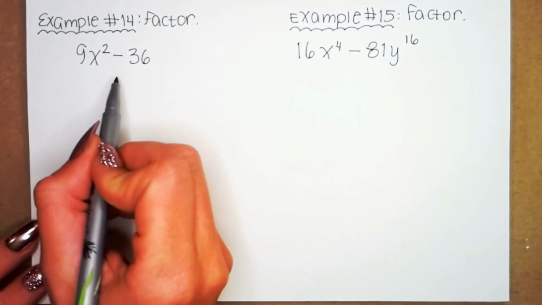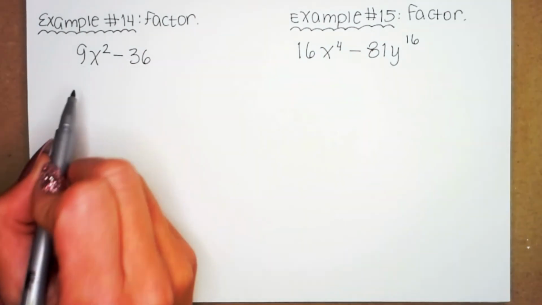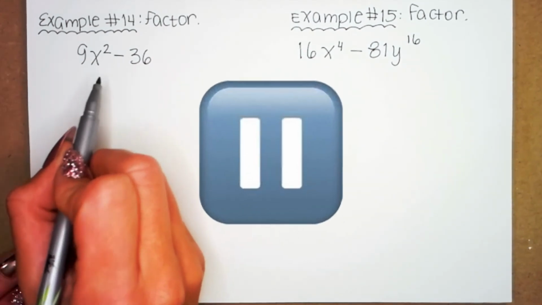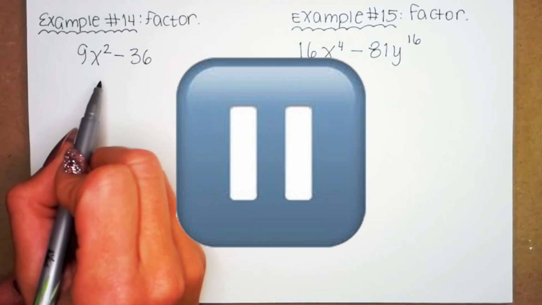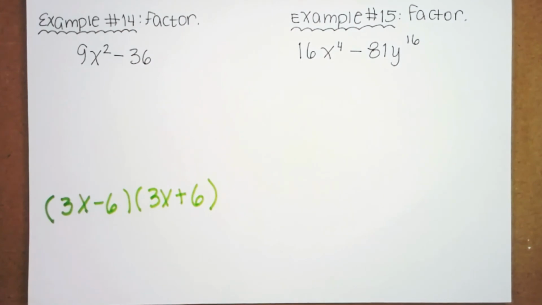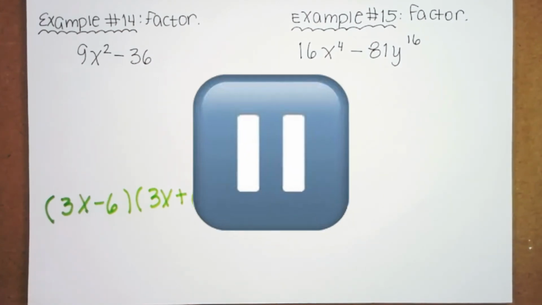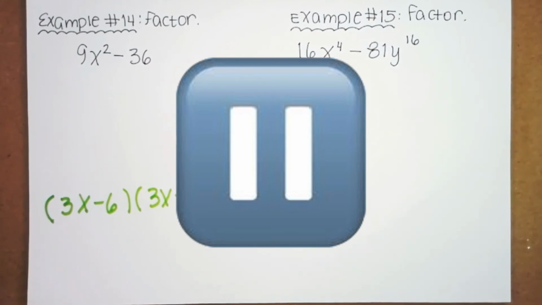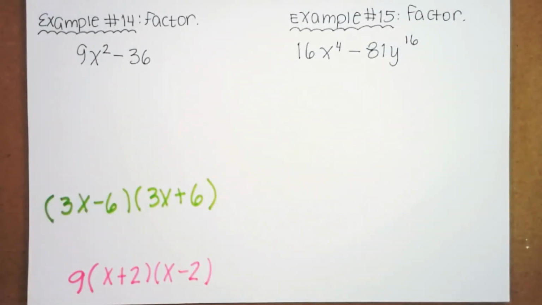Try this example on your own and see if you can get the following answer. Press pause if you don't want to see. Here's one answer. However, this is not the best possible answer. Think about it some more. Press pause and come back when you're ready for the real, fully factored answer. This right here is the real, fully factored answer.